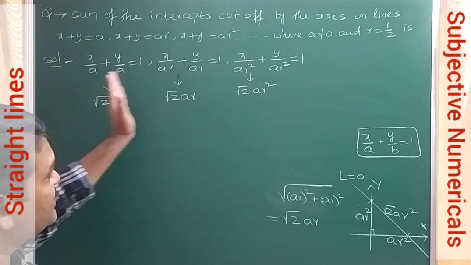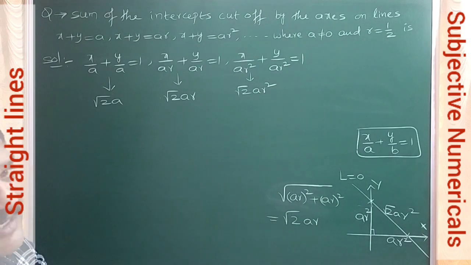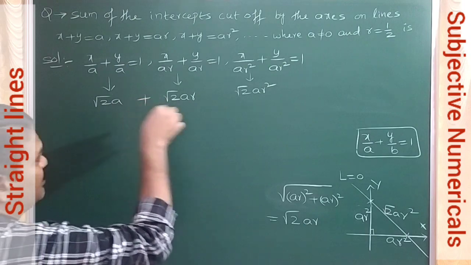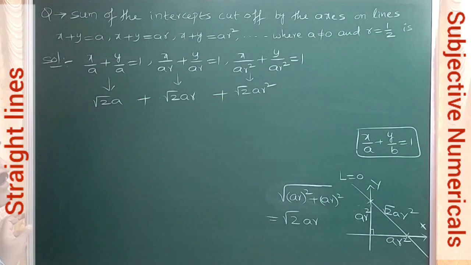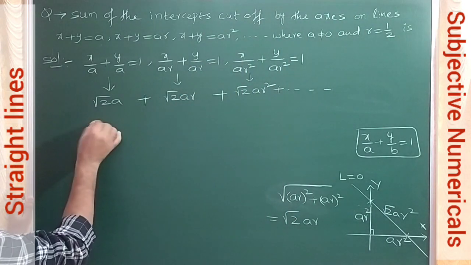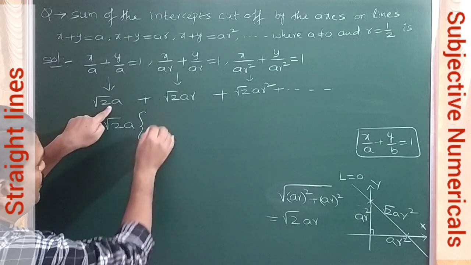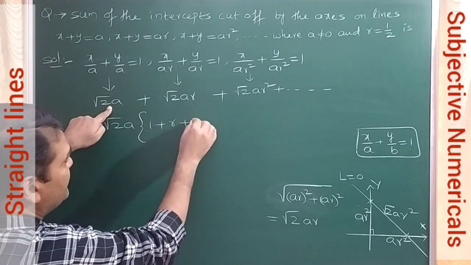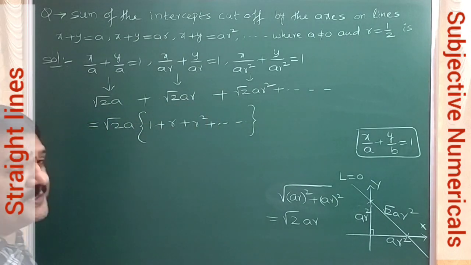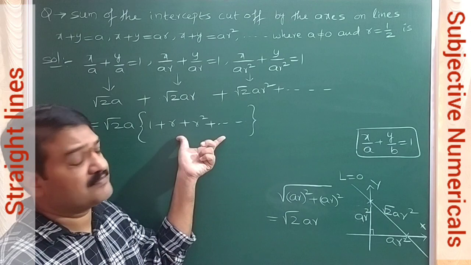So these are the intercepts cut off between the axes continuously. R is given as 1 by 2. So the sum of the intercepts is required, no? Sum of these intercepts is required, plus and so on. So root 2a is common clearly. Root 2a is common, so 1 plus r plus r square plus so on up to infinity. So this is clearly an infinite GP.